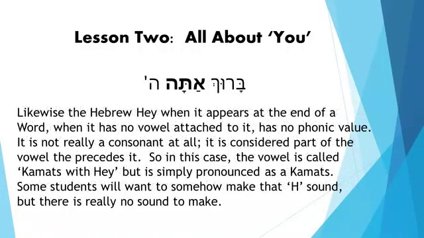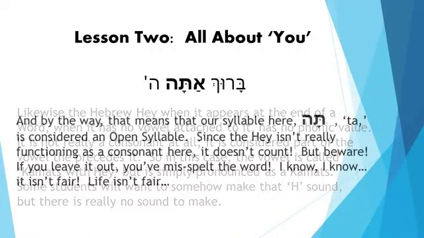Likewise, the Hebrew He, when it appears at the end of a word, when it has no vowel attached to it, has no phonic value. It is not really a consonant at all. It is considered part of the vowel that precedes it. So in this case, the vowel is called kamatz with He, but is simply pronounced as a kamatz. Some students will want to somehow make that H sound, but there really is no sound to make.